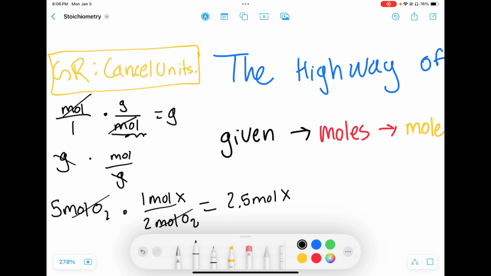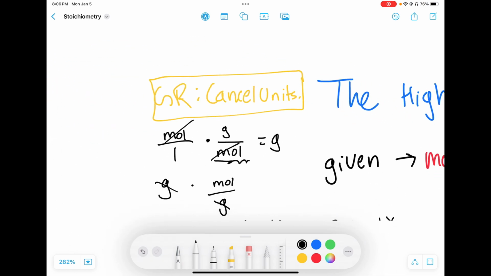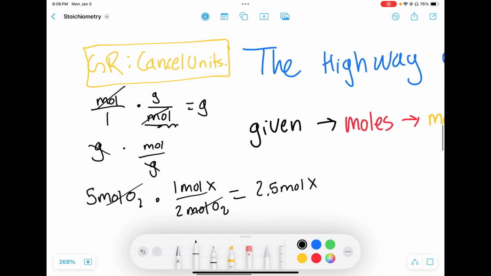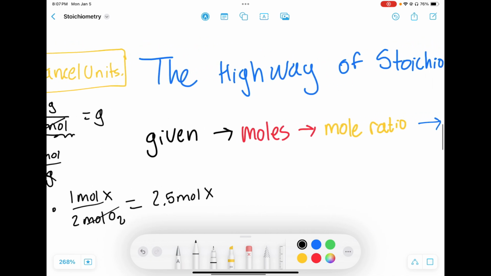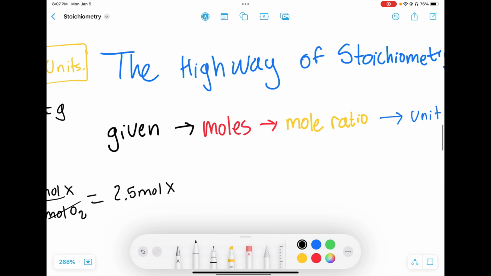That's the most powerful part of stoichiometry. It's really all there is: cancel units and flipping around to make sure that you can cancel out the units. And everything after that is just: can you distinguish between which conversions you want to use? There are many different types of them.